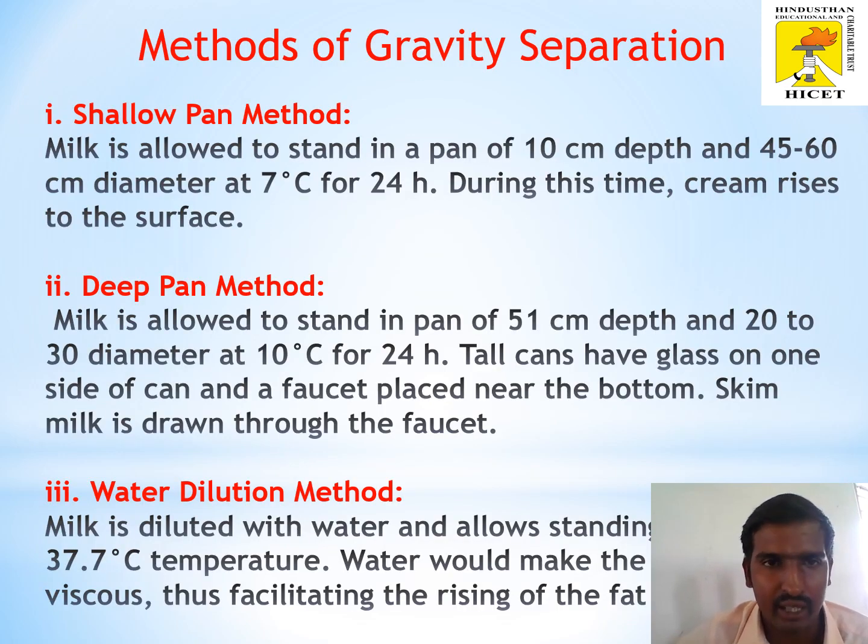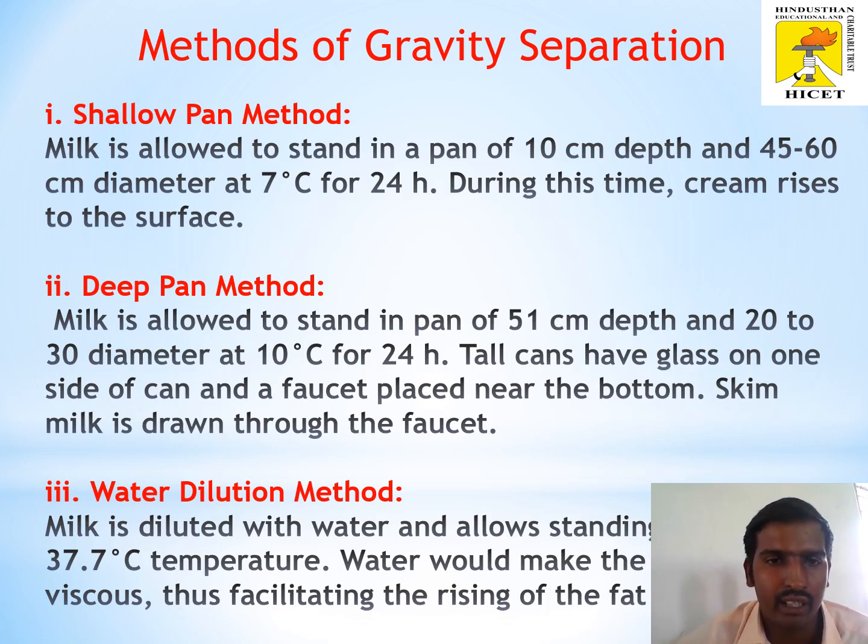The methods of gravity separation are the shallow pan method, deep pan method, and water dilution method. In the shallow pan method, milk is allowed to stand in a pan of 10 cm depth and 45 to 60 cm diameter at 7 degrees Celsius for 24 hours. During this time the cream rises to the surface.